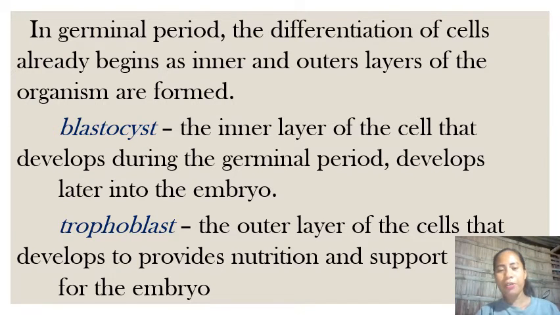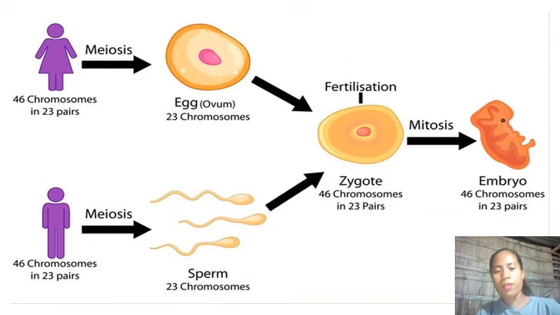In the germinal period, the differentiation of the cells already begins as inner and outer layers of the organism are formed. The blastocyst, the inner layer of the cells that develops during the germinal period, develops later into the embryo. The trophoblast, the outer layer of the cells, develops to provide nutrition and support for the embryo. This picture shows the progress of the egg cell and the sperm cell when they unite, from zygote to embryo.